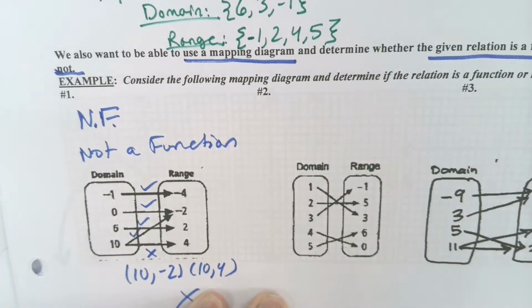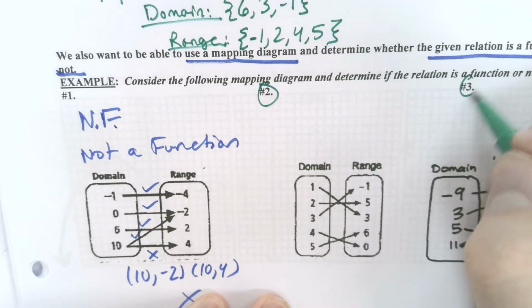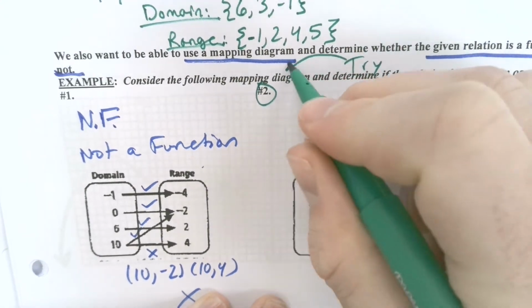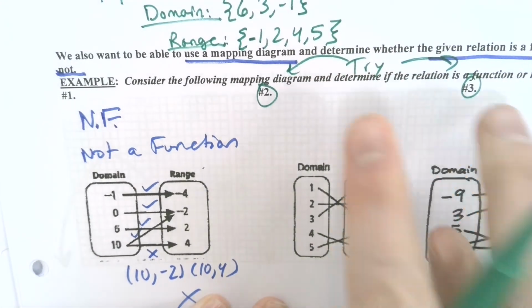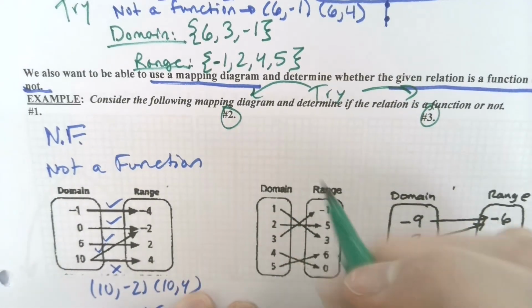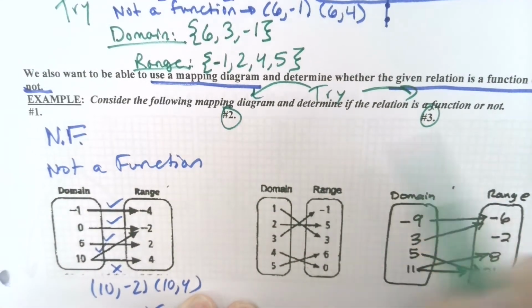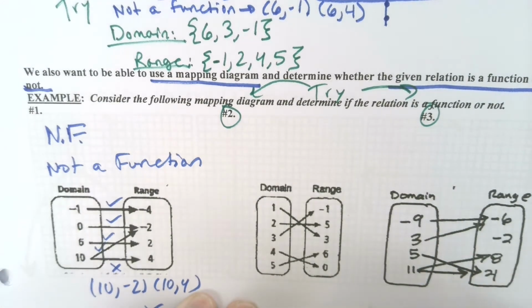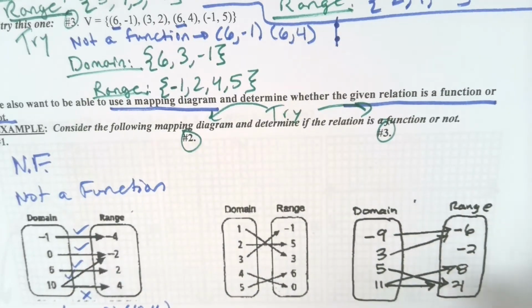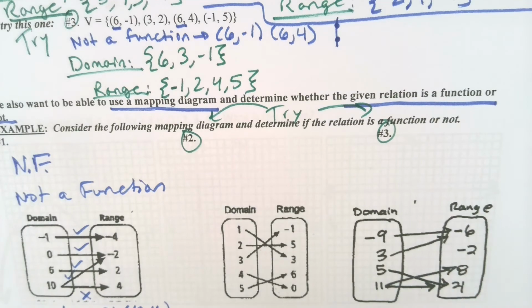So I'm going to let you guys, to end part 1, try numbers 2 and 3. See if this is a function or if this is a function. If it is, you can just put an F or write function, and if it's not, you can put an NF for not function. Go ahead and pause and try.